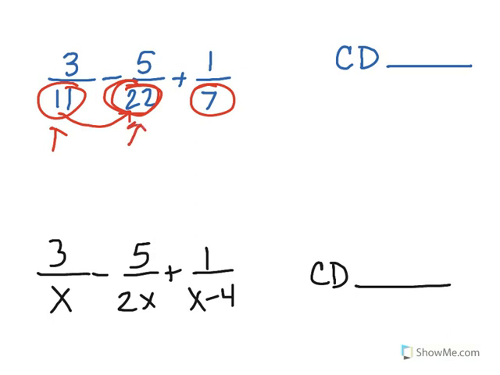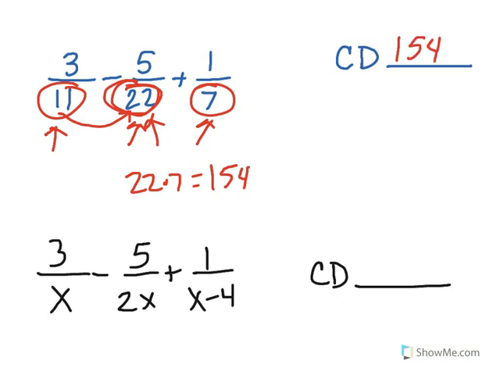The problem is 7 and 22 don't really have any factors in common. 7 doesn't go into 22. So this gets a little more complicated. What I'm going to have to do is take these two numbers, since I really don't know any other way to make this happen, I'm going to have to take 22 times 7, which is 154, and that's my common denominator for this whole problem.